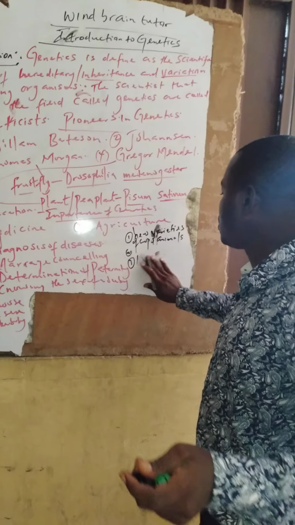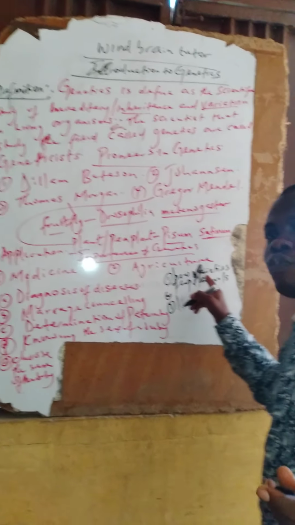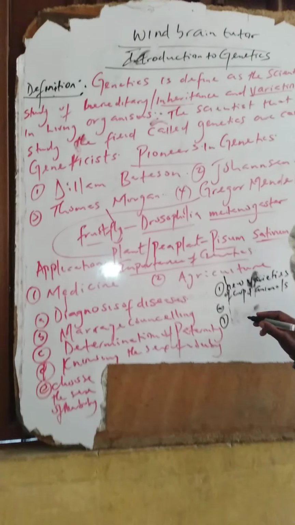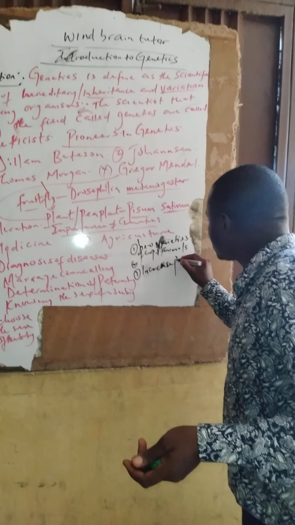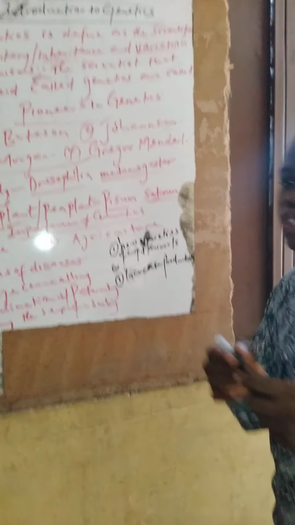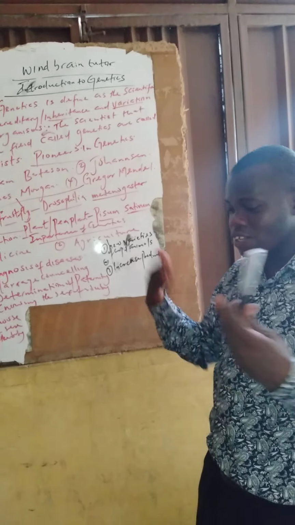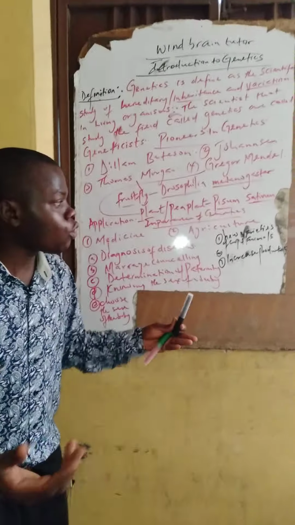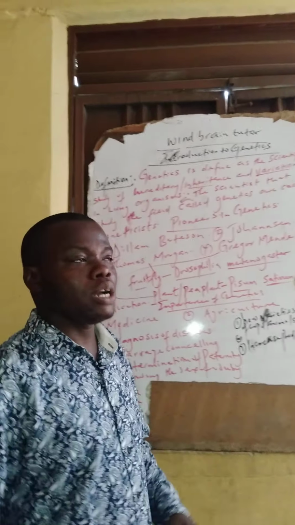Number 3 is to increase productivity, so that agricultural production may be increased through the knowledge of producing fertilizer, manure, and compost. Through the knowledge of genetics, you can increase agricultural production.